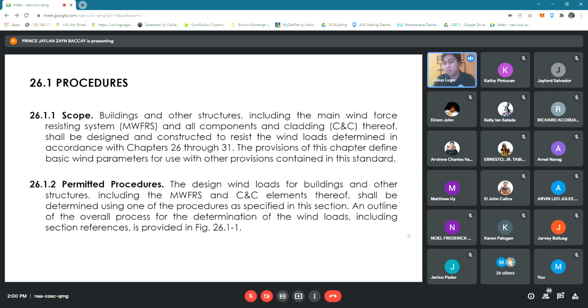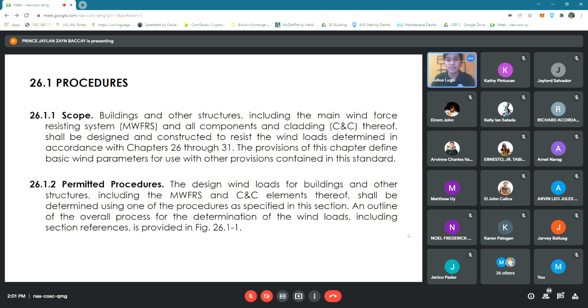Okay, so scope lang ng ating wind load will be for main wind force resisting system, or the MWFRS, as well as components and cladding. Okay, so it's up to you. I'll just leave to you what components and cladding means. Okay, we're just gonna focus on more of the topic. We'll just focus on the MWFRS. So that will be discussed in chapters 26 through 31. So ganun kadami guys, 5 chapters ng ASCE wind loads. Okay, so what are the permitted procedures? The design of the wind loads for buildings and other structures, including the MWFRS and C&C, okay, those are the abbreviations, guys, shall be determined using the procedures specified in this section. So the general requirements will be discussed in chapter 26, but the specifics of the design will be discussed in chapters 27 hanggang 31.